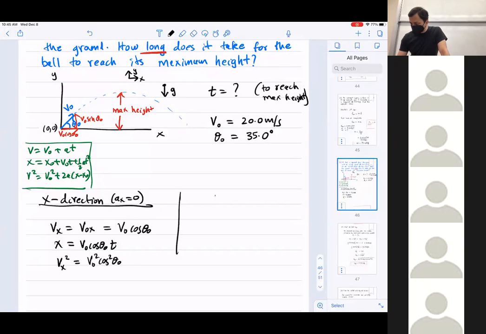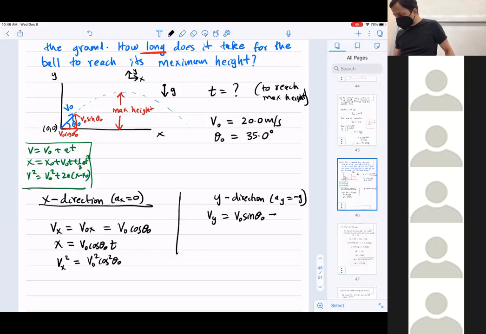And then I can do the same thing in the Y direction. And here, my A, Y, is minus G, because I've chosen my positive Y direction upward. The acceleration due to gravity is downward. So therefore, my AY will be minus G. So I'll just go here and I'll write Vy is equal to V naught sine theta naught minus GT.